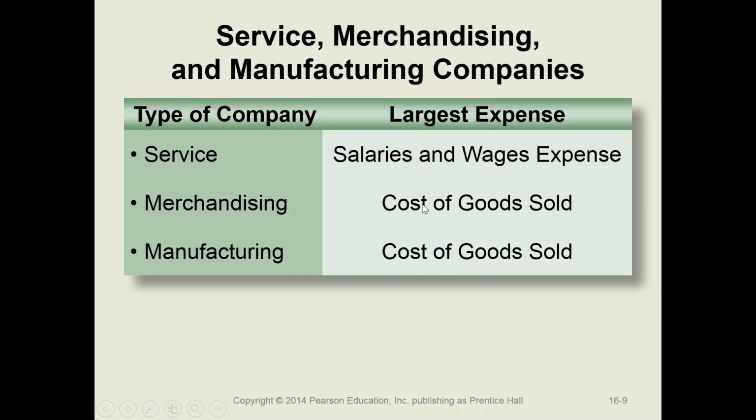for a merchandising company. For a manufacturing company, this actually should say cost of goods manufactured. That's the cost of making the product that they're going to sell. Okay. So in my opinion, this is wrong. It should say cost of goods manufactured. That's a specific terminology for manufacturing companies.